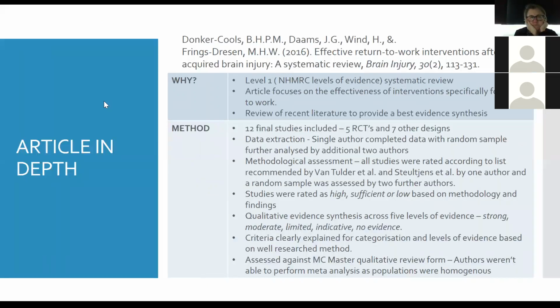The one I chose to look at in more depth, and show you today, was "Effective return to work interventions after acquired brain injury: a systematic review." It was quite a thorough review. It comes up against the NHMRC levels of evidence as level 1, because it is a review of randomised control trials. It focuses on the effectiveness of interventions specifically for return to work. It was the only article I found that really focused on return to work.